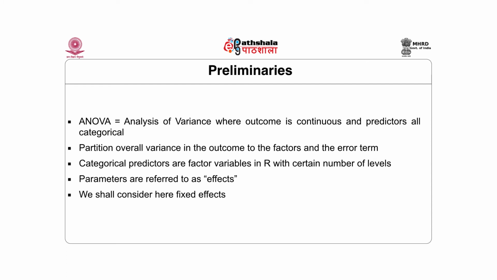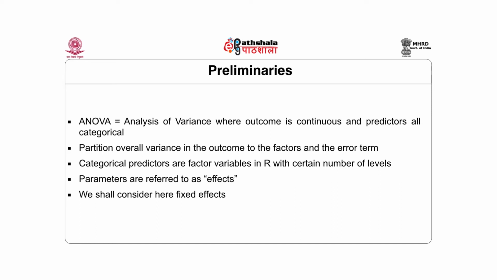So as we said, ANOVA stands for analysis of variance, where the outcome is continuous and the predictors are all categorical. And in this particular tutorial, we are going to deal with one categorical explanatory variable and one non-categorical continuous outcome variable. The way that works is that in the one-way analysis of variance, there is an overall partitioning of the variance in the outcomes to the factors and an error term.